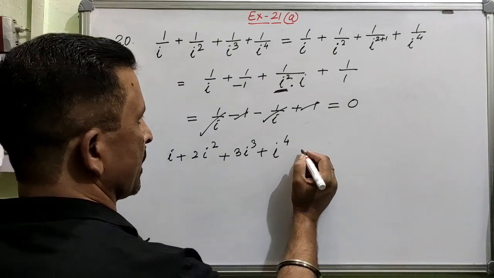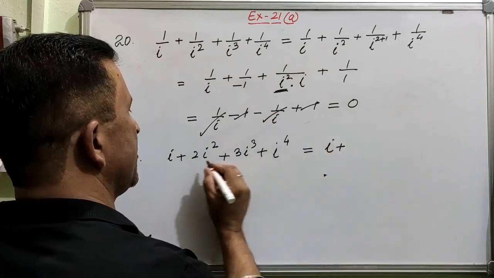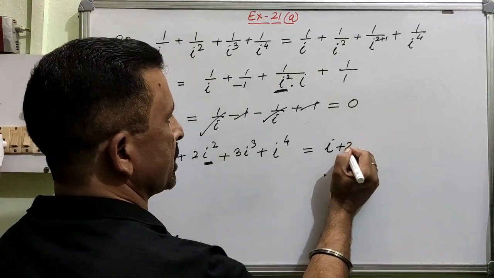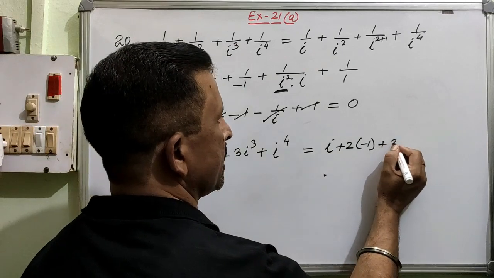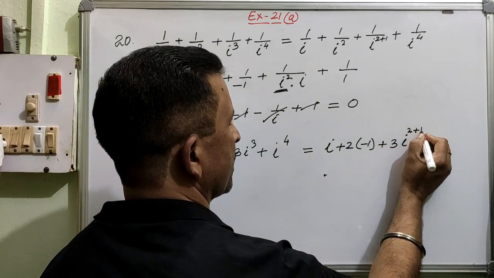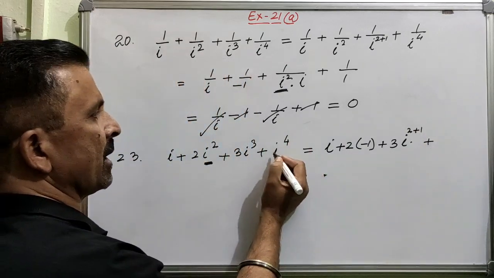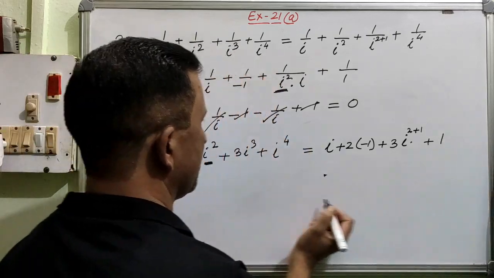So now we are going to start simplifying this. First we will keep this i as it is only. Then this i square value is equal to minus 1, therefore this will be 2 times minus 1. This is 3i, this 3, and then i we can write as i square times i, right? And this i to the power 4 we will keep as it is only, because the value of this part is equal to 1. So this is 1.